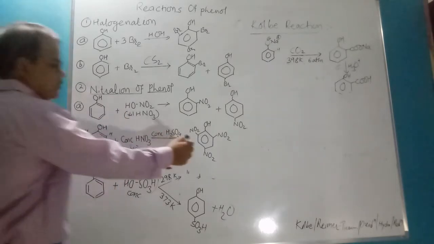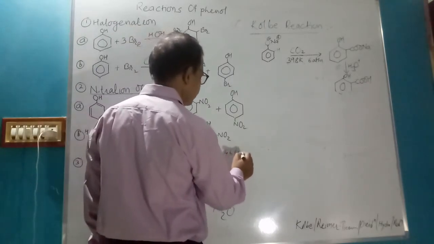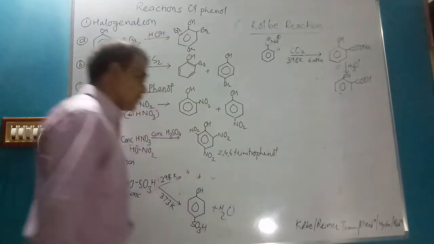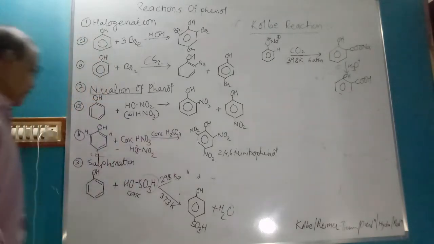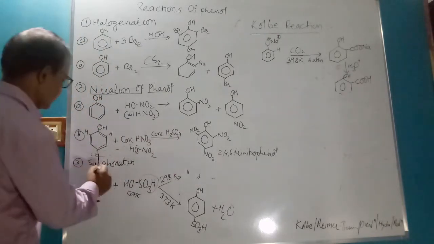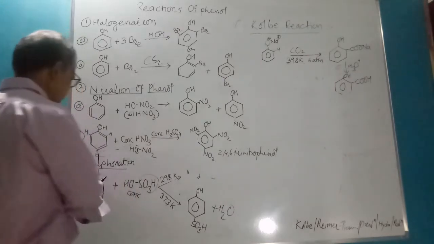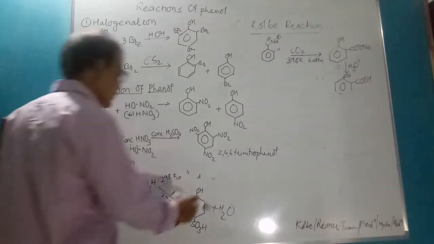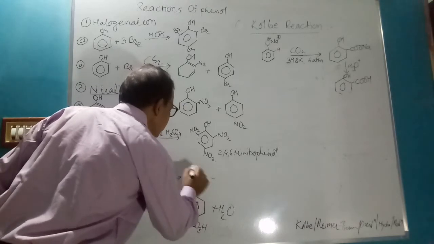So this gives picric acid, 2,4,6 trinitrophenol, called picric acid. The compound is explosive, this picric acid. Then third one is sulfonation. Again phenol undergoes sulfonation at two different conditions. At room temperature, phenol reacts with concentrated H2SO4, gives ortho phenol sulfonic acid.